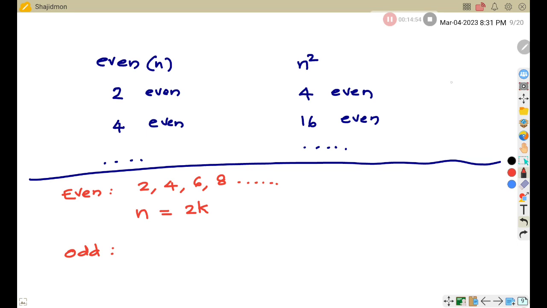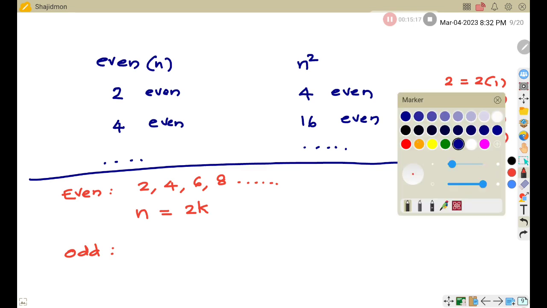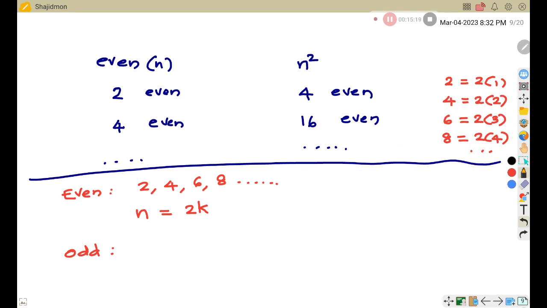For example, if you are taking 2, how to write that 2? 2 multiply 1, correct? 2 multiply 1 is 2. 4, how to write that one? 2 multiply 2. 2 multiply 2 is 4. 6, how are we writing? 2 multiply 3, correct? 8, how can we write? 2 multiply 4. Like that, for any even number we can take 2 common, in all the cases.